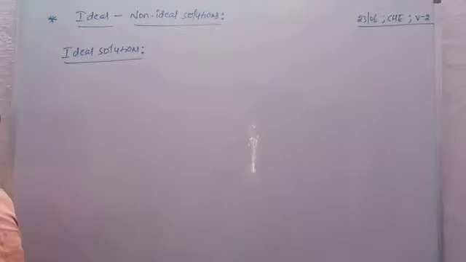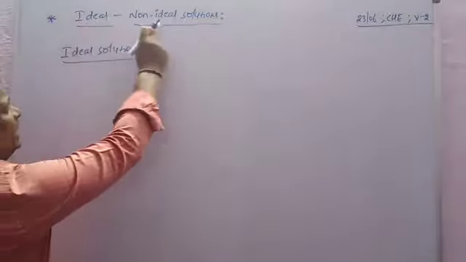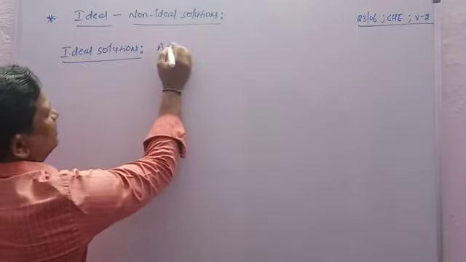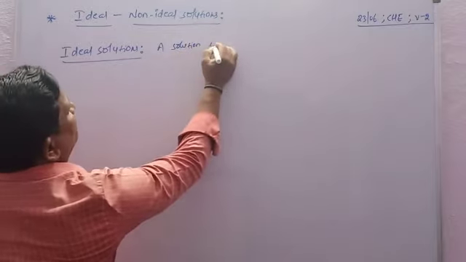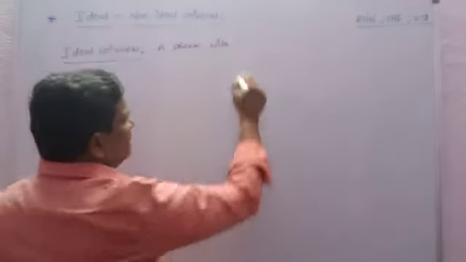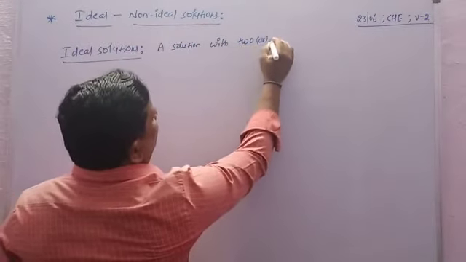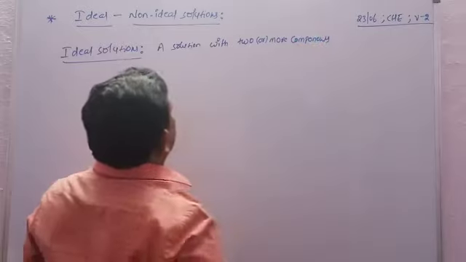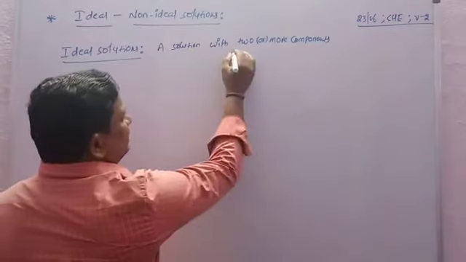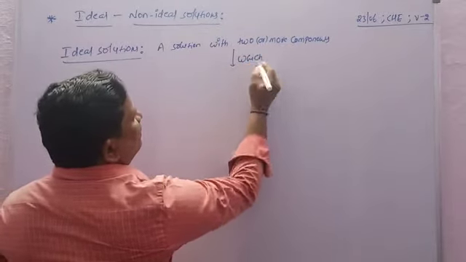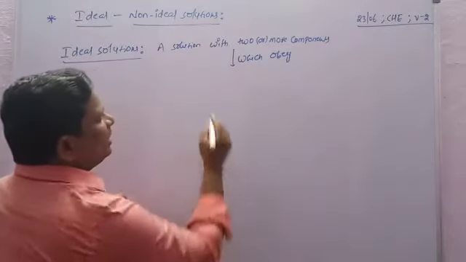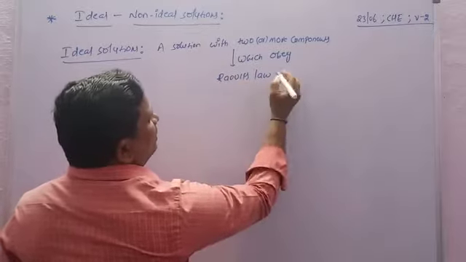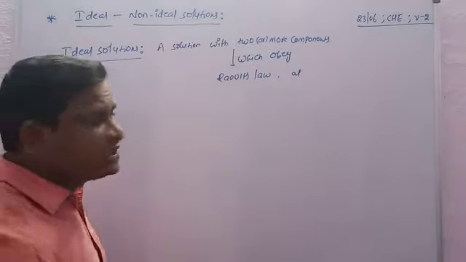So after completion of Raoult's law, derivation and applications, we are going to discuss ideal and non-ideal solutions. First, ideal solutions. An ideal solution means a solution with two or more components, a solution which obeys Raoult's law at all concentrations and temperatures.